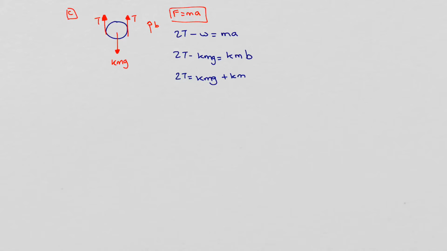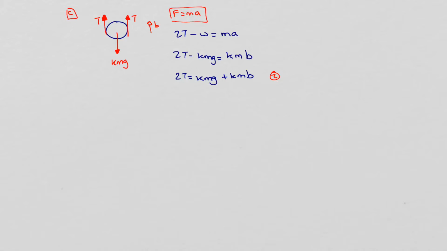And again, our net force is going to be the leading force here, because it's going up, will be the tension. So I have two tensions going up, and then I have weight going down equals mass times acceleration. But of course the weight is kmg, the mass in this case is km, and the acceleration is b in this case. So therefore we end up with 2T is equal to kmg plus kmb. So now we have a second equation.